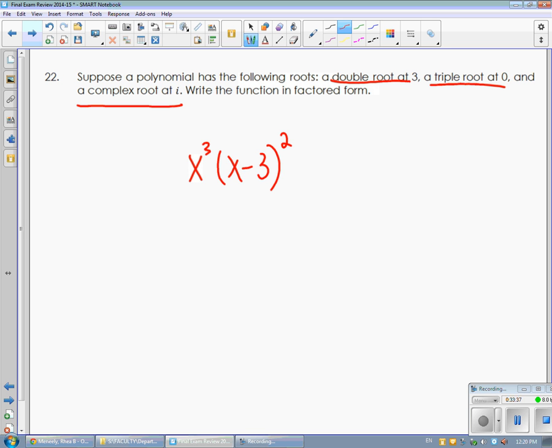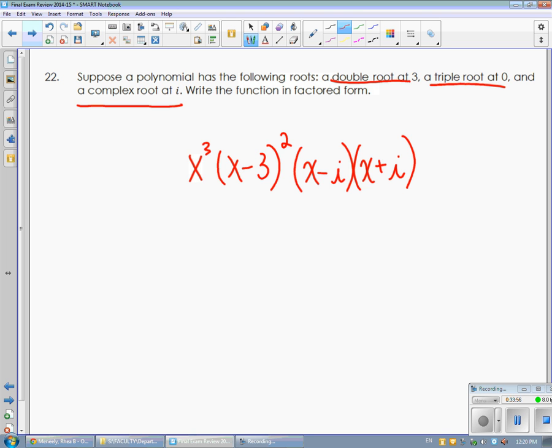And we have a complex root at i. So we're going to write the factor the way we did anything else. It's going to be x minus i. What you have to remember, though, is all your complex roots are going to come in pairs. They're always complex conjugates. So if I have an x minus i, I have an x plus i as well. And so you have to recognize that.